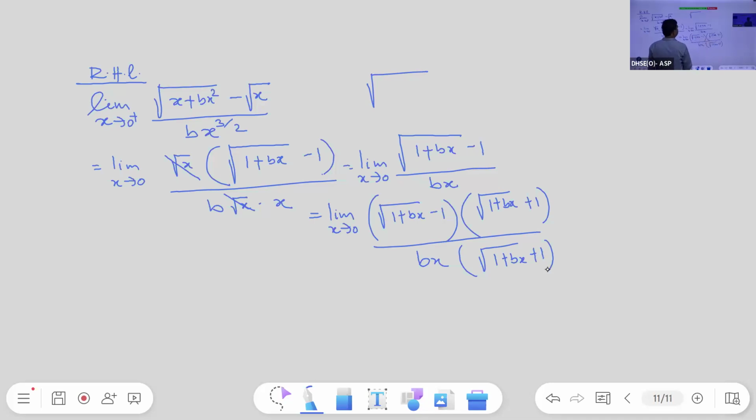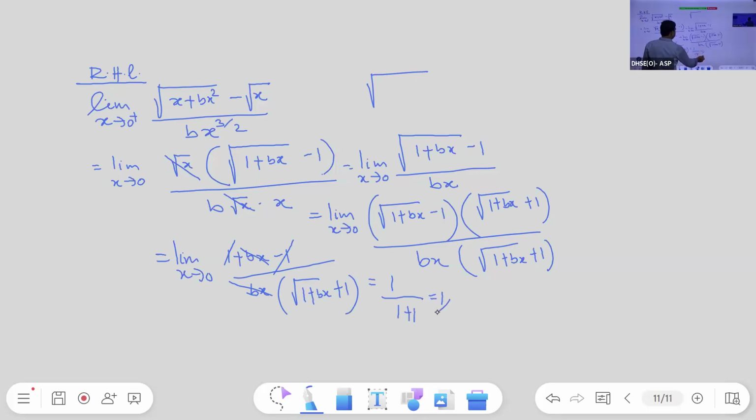So a minus b into a plus b is a square minus b square. This is equal to limit x tending to 0 of 1 plus bx minus 1 upon bx into under root 1 plus bx plus 1. The 1 minus 1 cancels, bx cancels. Now directly substitute x equal to 0 in the function. That will give you 1 by root of 1 plus 1, that is 1 by 1 plus 1, that is equal to 1 by 2.